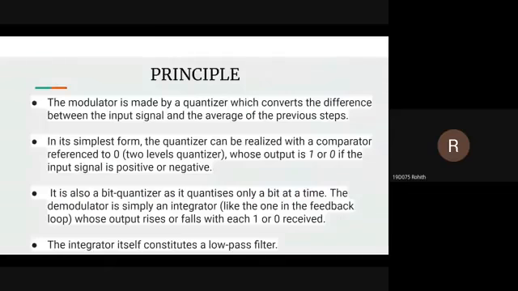The principle: the modulation is made by the quantizer, which converts the difference between the input signal and the average of the previous steps. The graph we saw shows this. It is the simplest form. The quantizer can be realized with a comparator. The comparator is another one of the op-amp application circuits. The output can be compared with the average value. It is also known as a one-bit quantizer, as it quantizes only one bit at a time. Next slide.